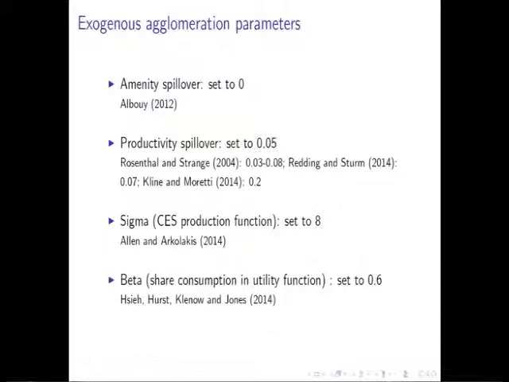The productivity spillover, the agglomeration externality, there are more data and more studies on this. Few of them are in developing countries. But it seems the consensus is around 0.05, maybe a little bit lower than that in more recent studies. This production function, we set the CES production function to 8. There's not a lot of data on this either. This probably doesn't matter at all.